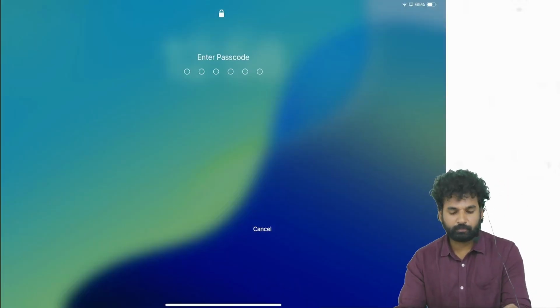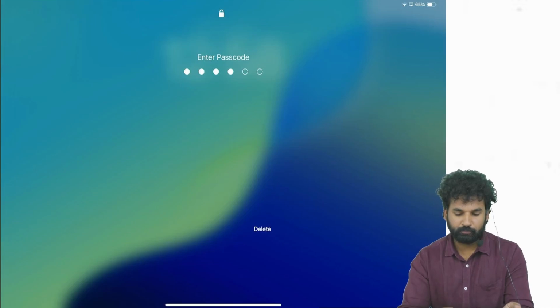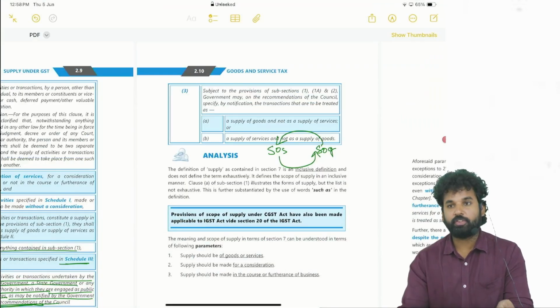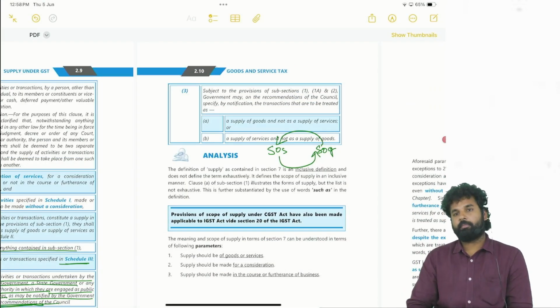Goods not under the purview of GST. Okay. That is non-taxable supply. Non-taxable supply.